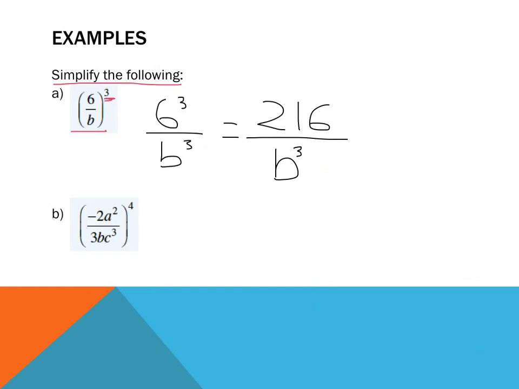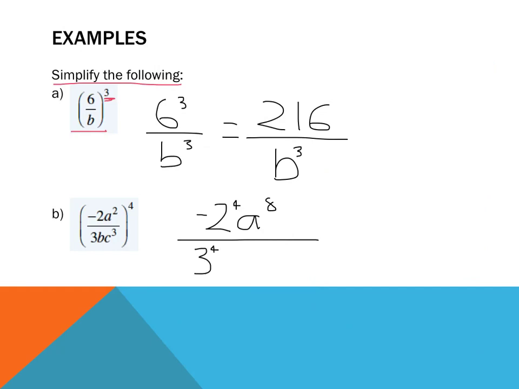This next one, negative 2a to the power of 2 divided by 3bc to the power of 3, all to the power of 4. Now, the thing with these is that they look really tricky. They're not actually. You just have to take it one step at a time. So, this is how I do it. Negative 2 to the power of 4, let's just expand it out. A to the power of 2 to the power of 4 becomes a to the power of 8, divided by 3 to the power of 4.